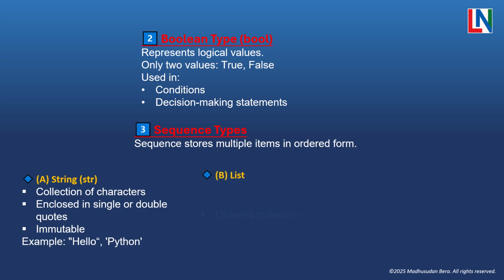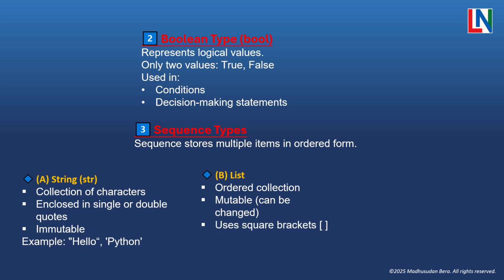Next one is list. It is an ordered collection. It is mutable, that is, it can be changed. Uses square brackets. As for example, within square brackets 1, 2, 3, or within square brackets, in double quotation "apple", in double quotation "banana", etc.